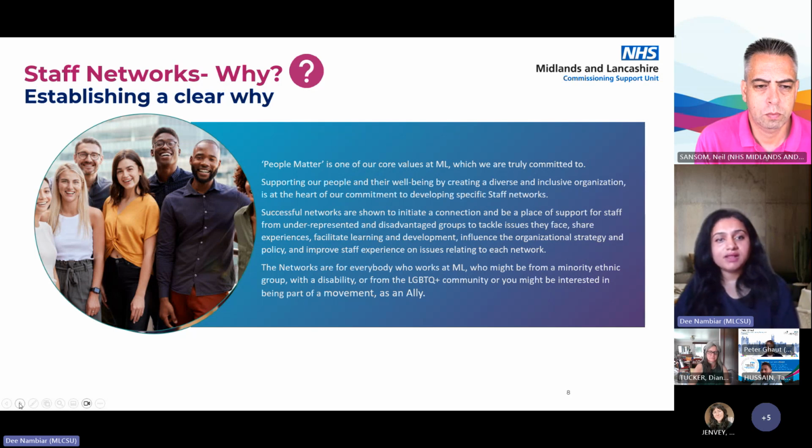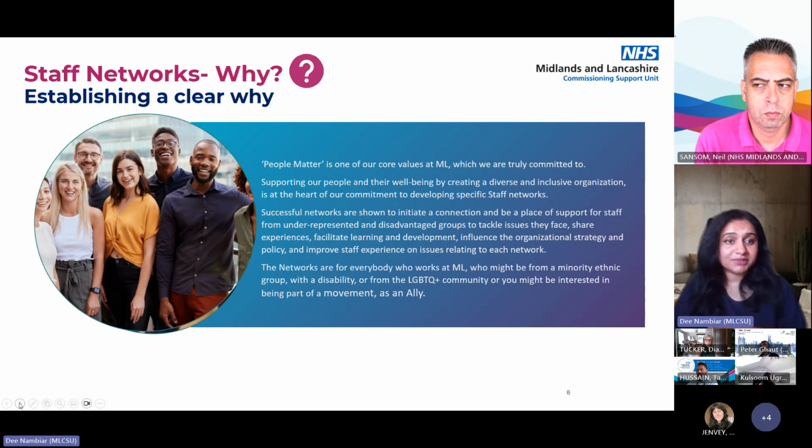So if you are familiar with the Golden Circle principle, the Golden Circle by Simon Sinek often starts with the why. Why do we do what we do? We then go into how we do the why, and then what are we doing? So that's exactly the principle we followed here: why are we wanting staff networks?